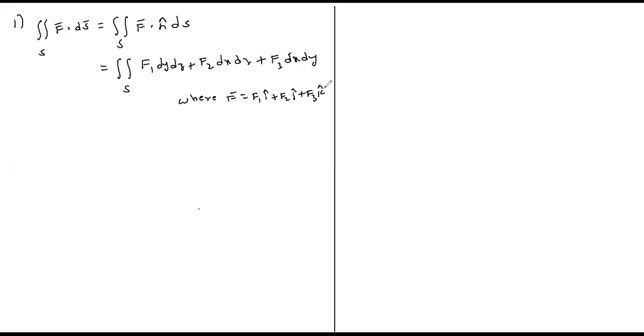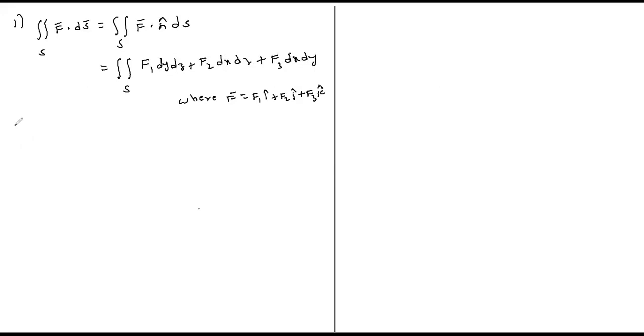How do you remember this? F1 is the first component. The first component is the coefficient of the second and third variables, dy dz. F2 is the coefficient of the first and third variables, dx dz. The dx dy coefficient is f3. See, x y z, x is missing, so first component. X y z, y is missing, second component. X y z, z is missing, third component. Okay, you may remember it like this.